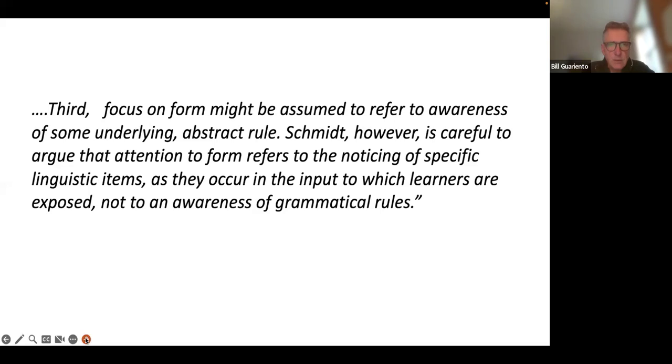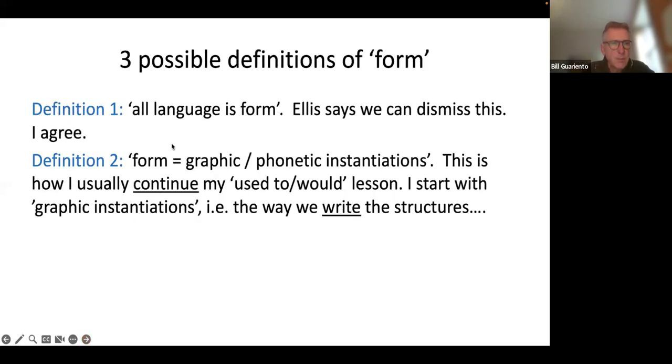So 3 definitions. Definition number 1 is a summary. All language is form. Ellis says we can dismiss this. I agree. It's not useful. This is not useful to teachers like me and you and Nazmi. Maybe it's useful to theorists of language, but not to teachers.